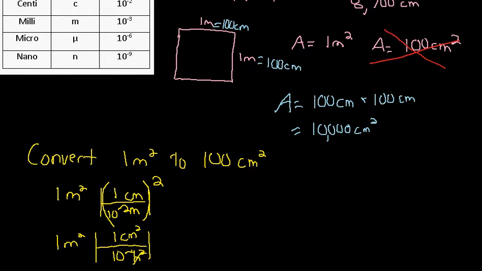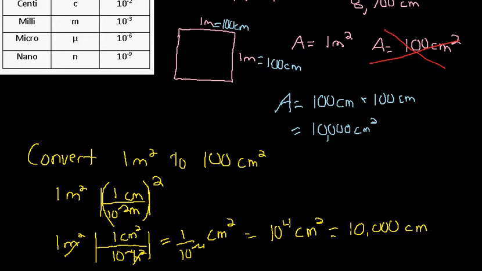And we can see now that our meters squared can cancel out. So this becomes 1 divided by 10 to the negative 4th centimeters squared. And dividing by a negative exponent, you can just bring it to the top. So this becomes 10 to the 4th centimeters squared, which is, in fact, 10,000 centimeters squared.